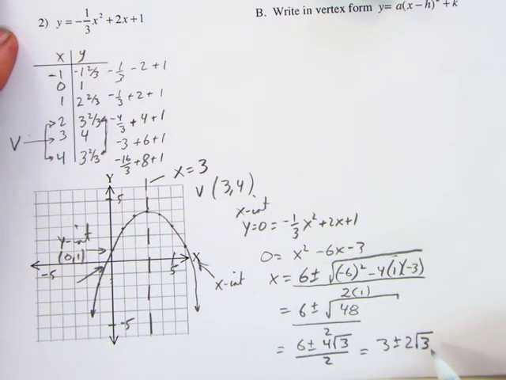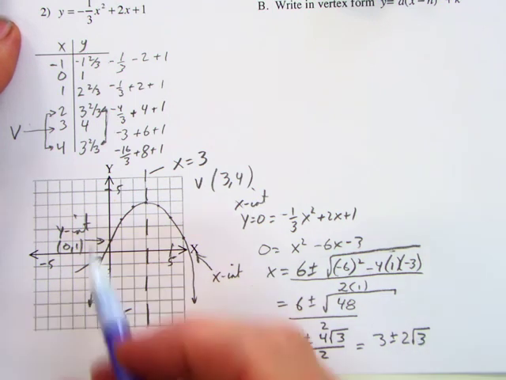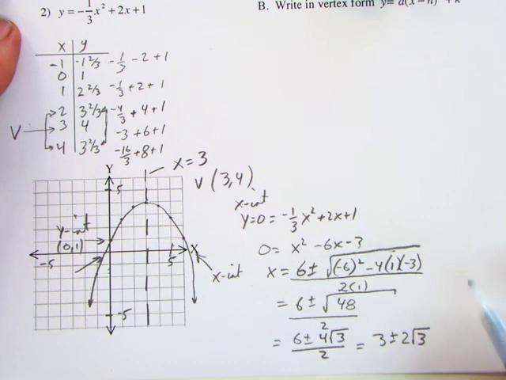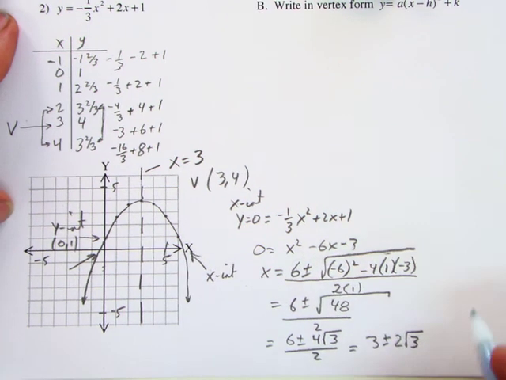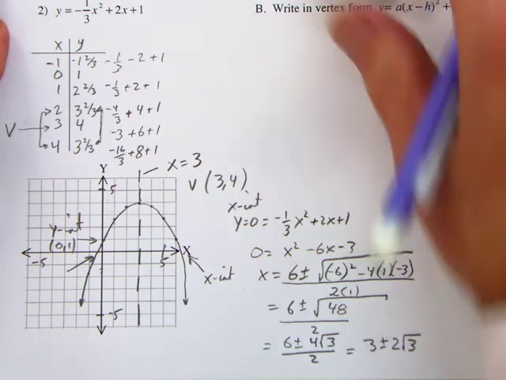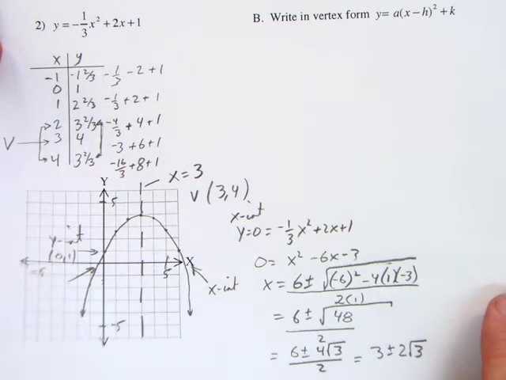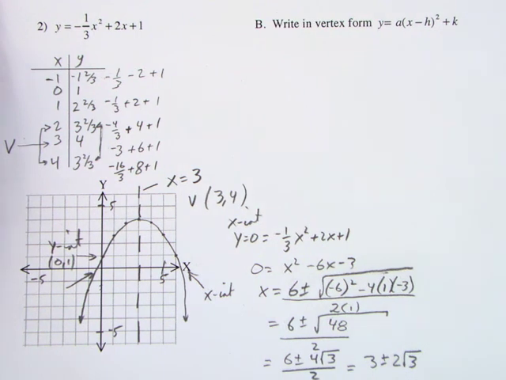Square root of 3 is about 1.7. 2 times 1.7, about 3.4. 3 minus that will be about negative 0.4. And that's what we have. 3 plus 3.4, about 6.4. And that's pretty good. So there are our x-intercepts. Is there anything else we need to know? Nope, that's it. Now we need to put it in vertex form. I'll show you a couple ways you can go about doing this.